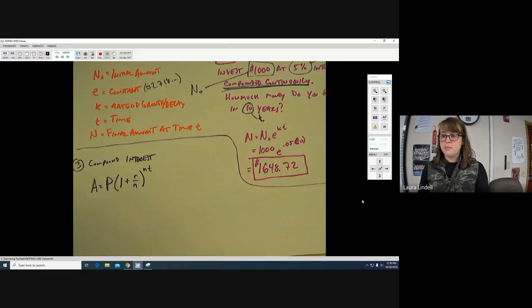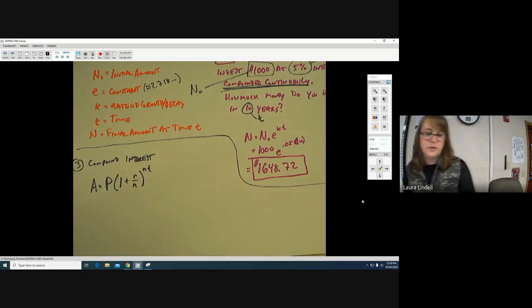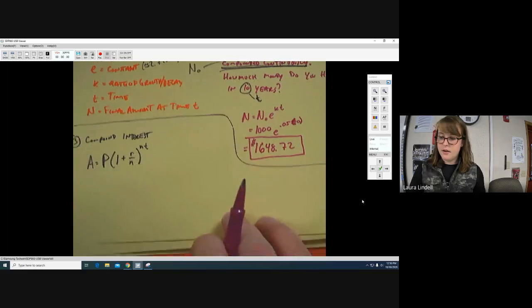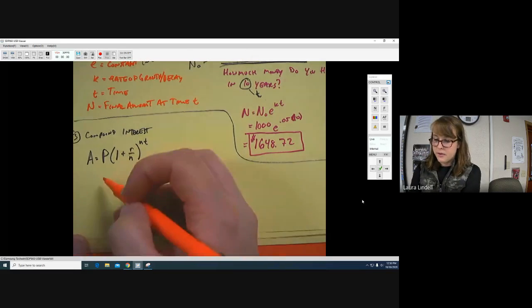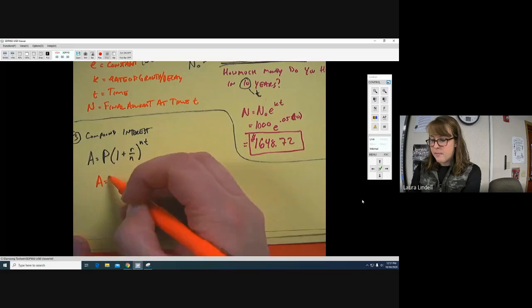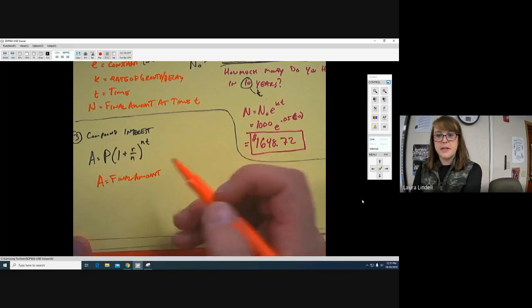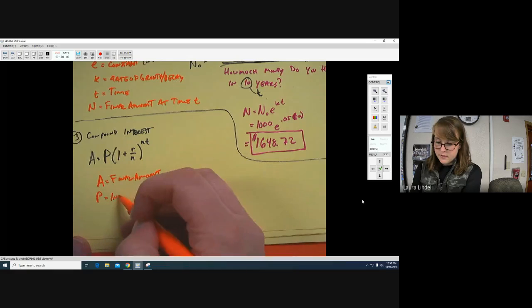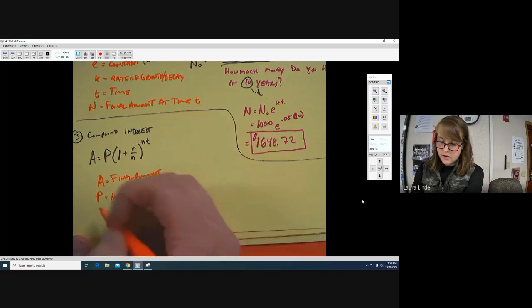But it looks still very similar to the other equations. It looks the most similar probably to the first equation, because the only thing that's different about it is this N value that you are dividing by and multiplying by on the time. So here we go for compound interest. I'm gonna put down what these values are. A is your final amount, or the amount at some time t. P is your initial amount. R is the rate.